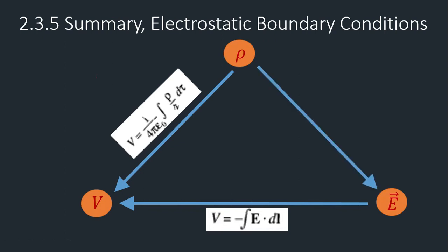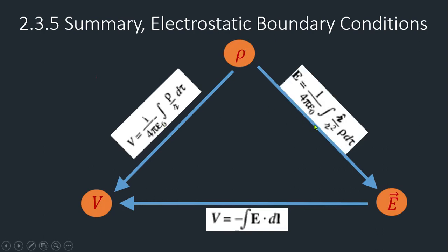Next, if you want to find the electric field from the charge density, then you will use this formula: E is equal to 1 over 4 pi epsilon naught integral r cap over r square rho d tau. This is Coulomb's law, where rho is the volume charge density, d tau is the small volume element, and r is the magnitude of the separation vector.